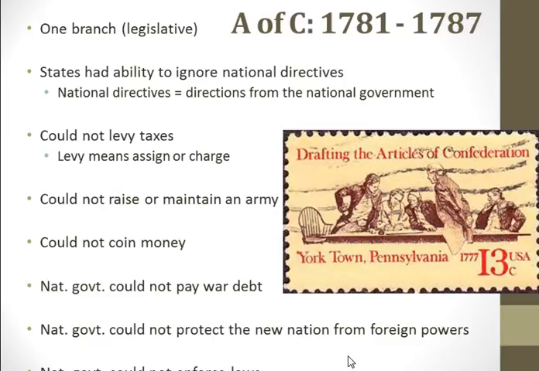The federal government couldn't force them to do anything, which was kind of a problem when you're trying to unify a country. The federal government could not assign taxes. They could not charge anybody taxes. They could not have an army. They could not make money.